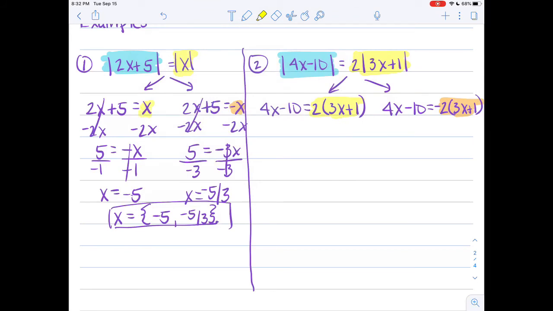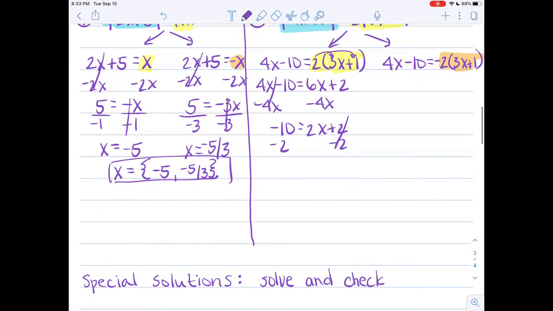All right, so now we will solve each of these equations. The first thing I want to do is get rid of the parentheses by distributing the 2. Remember that that distributes to each term in parentheses, giving me 6x plus 2. And now I can start to move variables to one side, constants to the other. You can approach this a few ways. I'm choosing to go ahead and subtract 4x from both sides, leaving with negative 10 is equal to 2x plus 2. And then I can move the 2 over by subtracting it from both sides. Negative 12 is equal to 2x, or x is equal to negative 6.